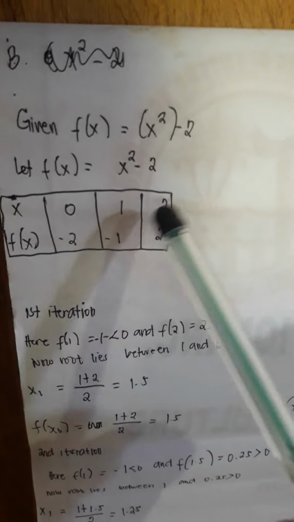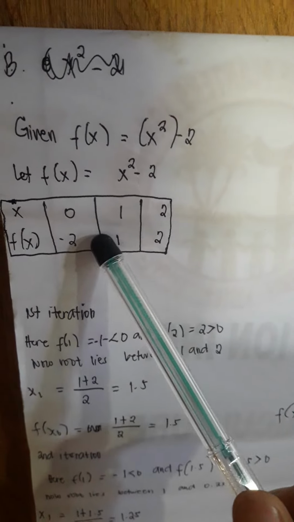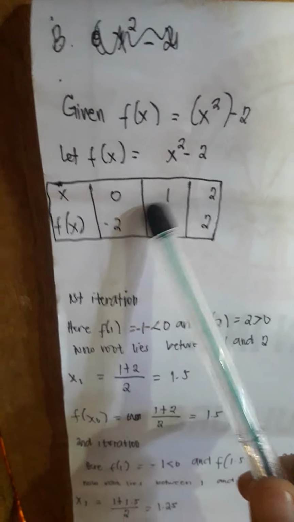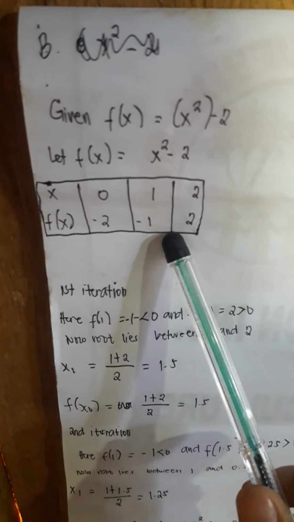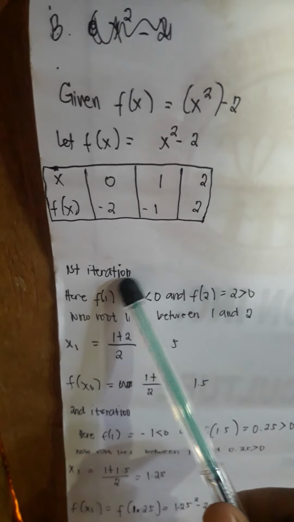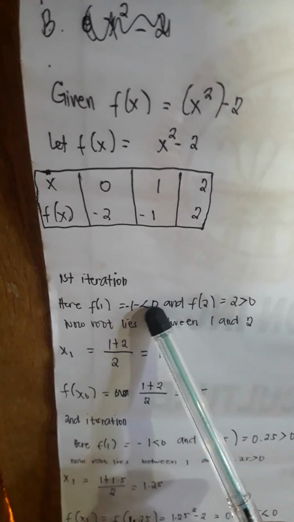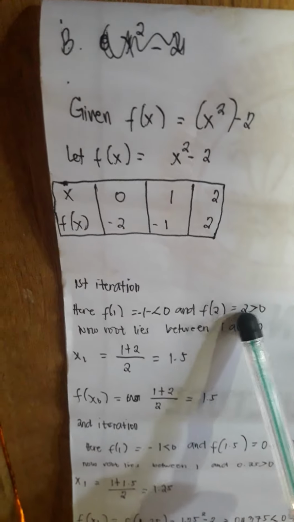The given equation is f of x equals x squared minus 2. The values of x are 0, 1, 2, and the values of f of x are negative 2, negative 1, 2. Our first iteration: f of 1 equals negative 1, which is less than 0, and f of 2 equals 2, which is greater than 0. Now the root lies between 1 and 2.